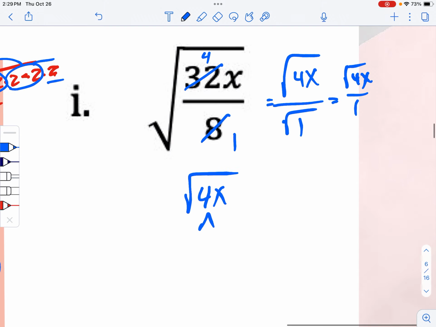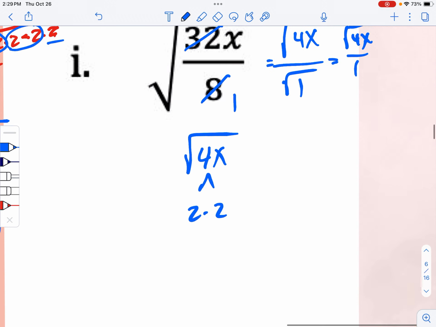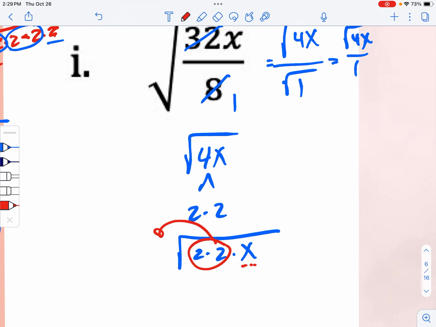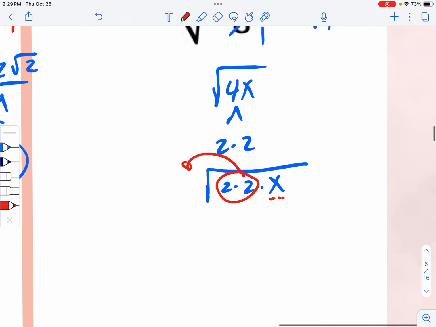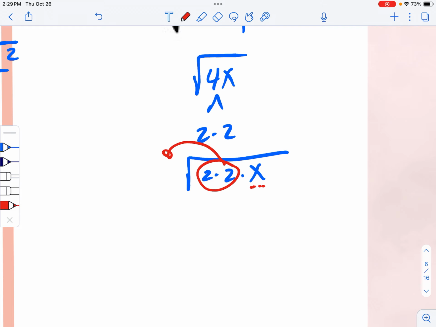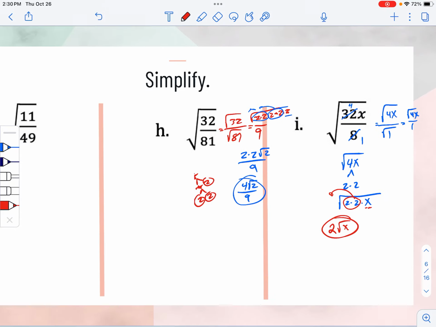Now, 4 is actually 2 times 2. So I'm looking at the square root of 2 times 2 times x. I can't take the x out. There's only one of them, so it stays in there. But I can take those two 2's out. That's like the square root of 4, and the square root of 4 is 2. So it becomes a 2 on the outside. And the x stays underneath the square root, so that's 2 square roots of x.